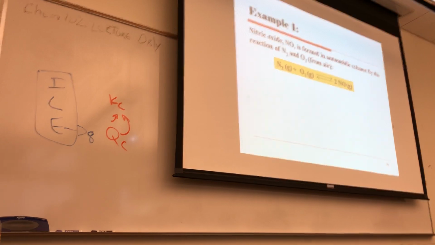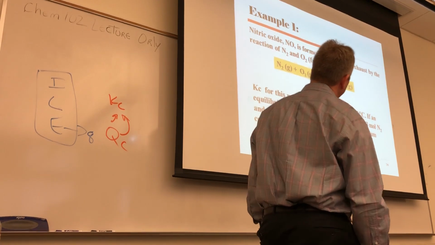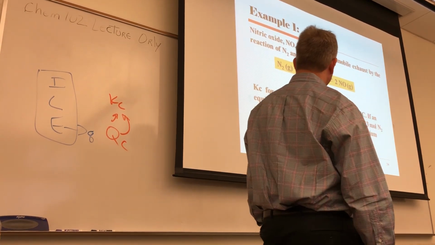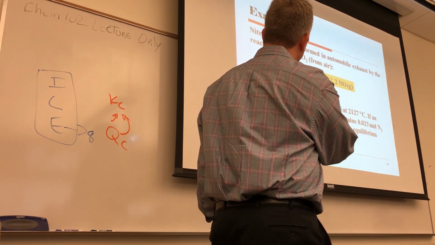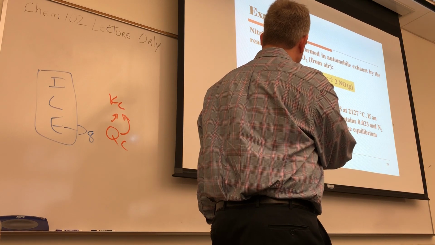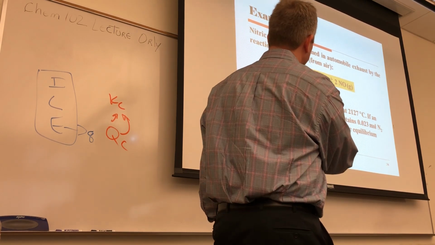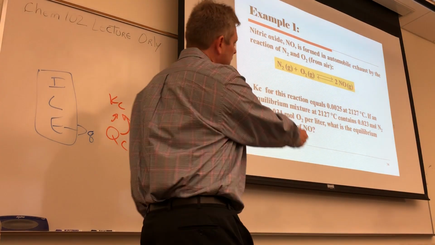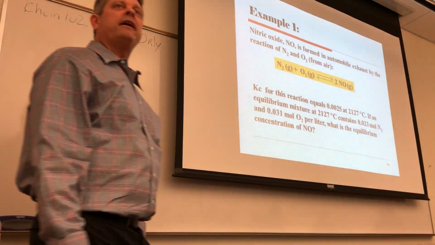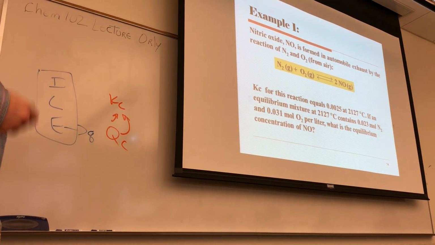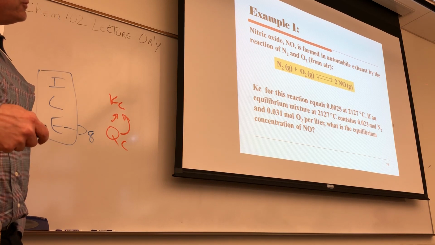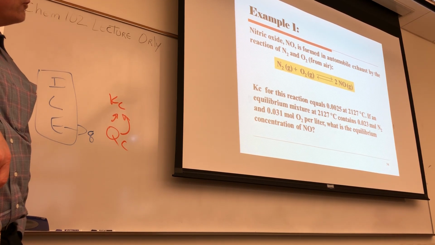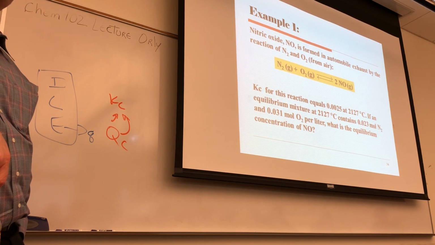Okay? So then it says Kc for this reaction is equal to 0.0025 at this particular temperature. If an equilibrium mixture at this temperature contains this number of moles of nitrogen and this number of moles of oxygen per liter, what is the equilibrium concentration of the third thing up there, which happened to be the product in this case? Because I could give you a reactant, it doesn't really matter. So what's the first thing I need to do? What is Kc? Kc is equal to NO concentration squared over N2 times O2, right?